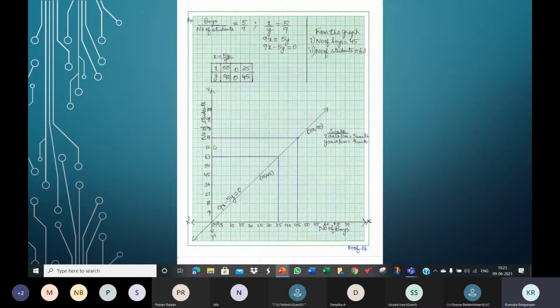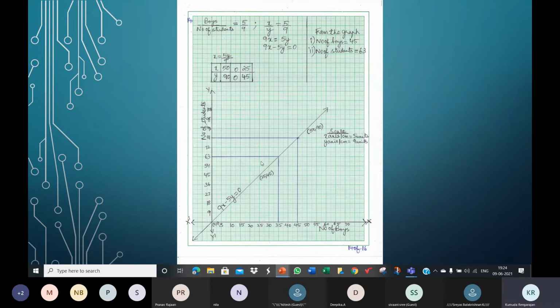So when the number of students is 81, how many boys are in the class? On the y-axis 81, number of boys 45. And then the next question: when the number of boys is 35, boys along the x-axis we've taken, boys 35, how many students? 63.